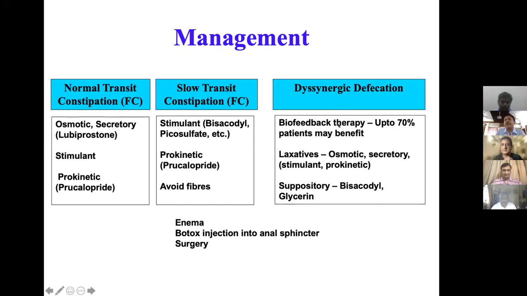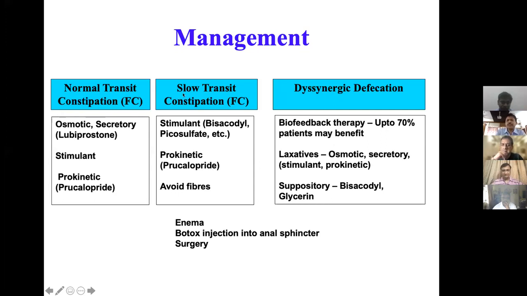So once you have a sort of classification, if it is dyssynergic defecation, then the main therapy in this group is biofeedback therapy. Up to 60 to 70% will respond. And as Dr. Govind was saying, if you can give them something to soften the stool, like an osmotic or other one, then it will even help further in evacuation. But the primary therapy is biofeedback therapy.